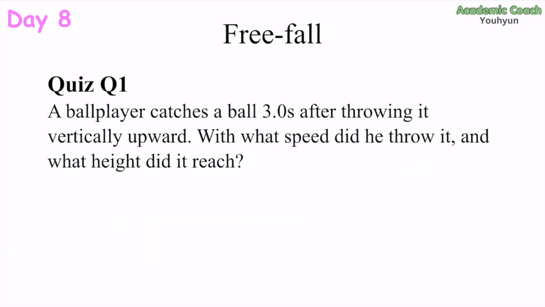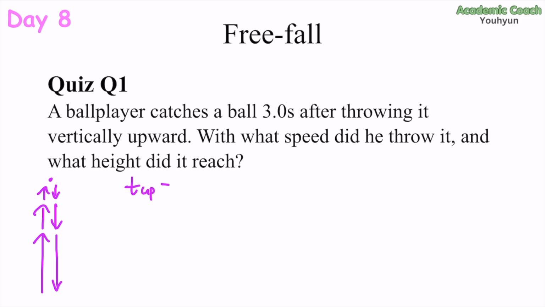Let's do a few practice problems to make sure that you can use those free fall tricks that you just learned. Question number one. A ball player catches a ball 3.0 seconds after throwing it vertically upward. With what speed did he throw it and what height did it reach? So this is the motion diagram of this ball. The ball is tossed upward. It reaches max height, temporarily comes to a stop, and it moves downward until it's back to its initial height. And the whole process took 3.0 seconds.